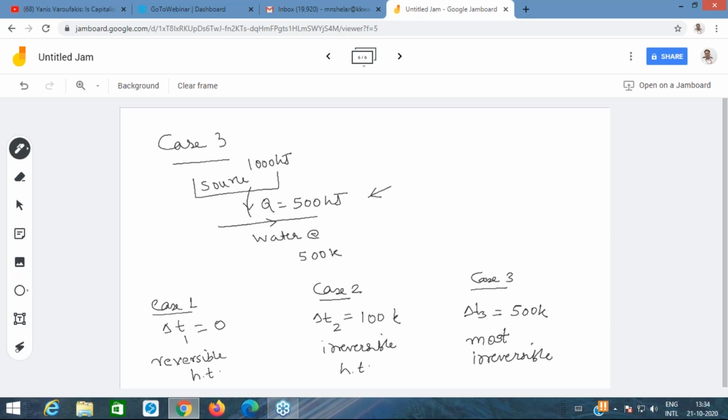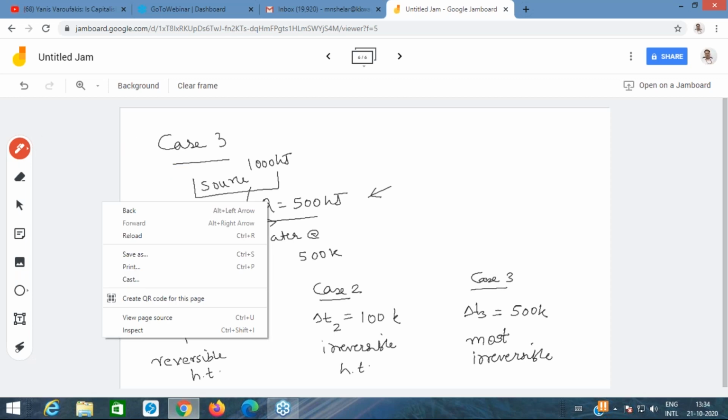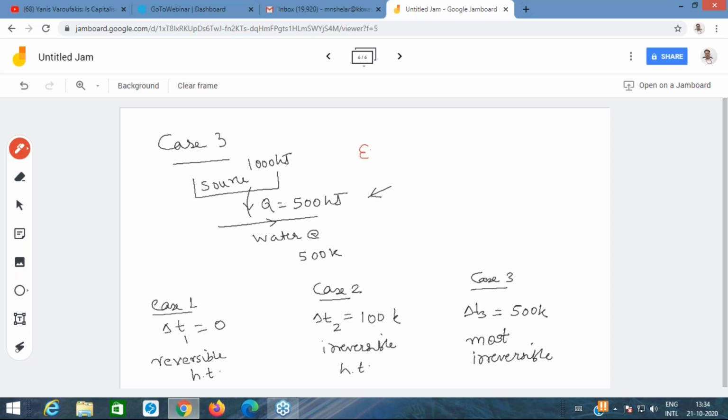So how do you calculate the exergy in case 3? For that, let me again write down the expression. Exergy would be (1 - T0/T'') times Q. So 1 minus, let's say the temperature I am taking as 300 upon 500, and the heat transfer is 500 kilojoules. So this becomes 250 kilojoules.